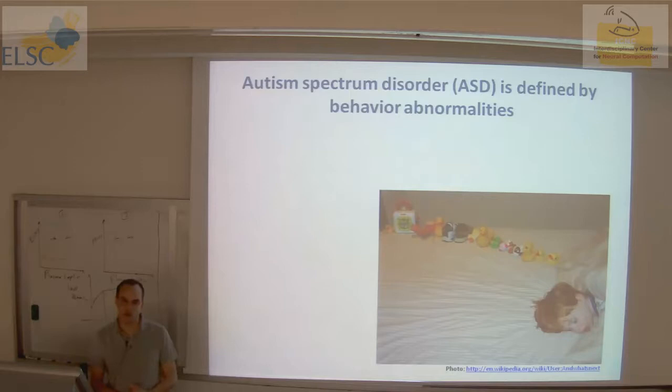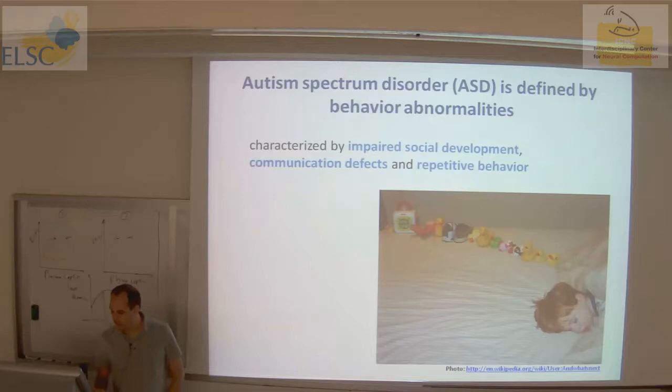What you see here in this picture is a child that every day before he goes to sleep will sort all of his toys in this particular way. This is a type of repetitive behavior that is typical of children with autism. Autism is characterized by impaired social development, communication defects, and repetitive behavior.